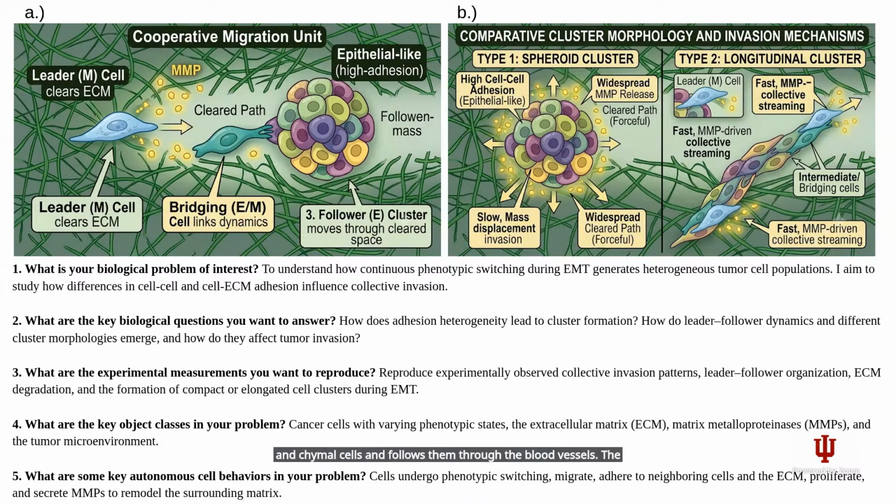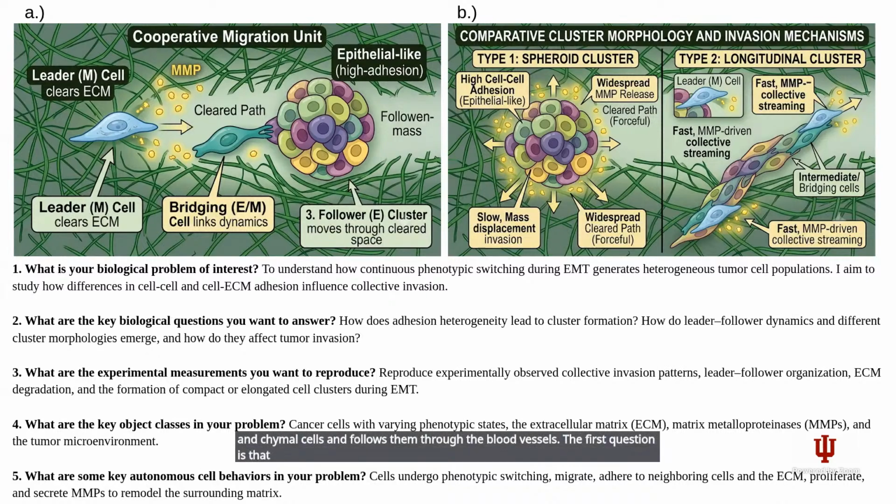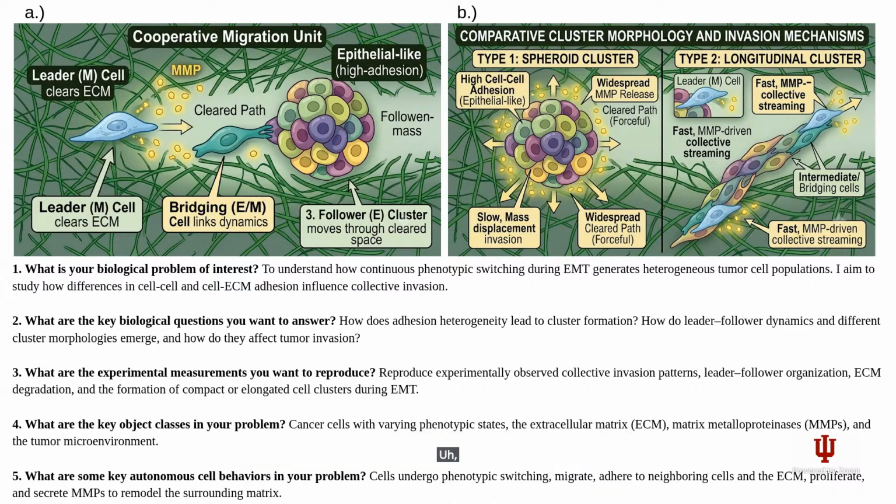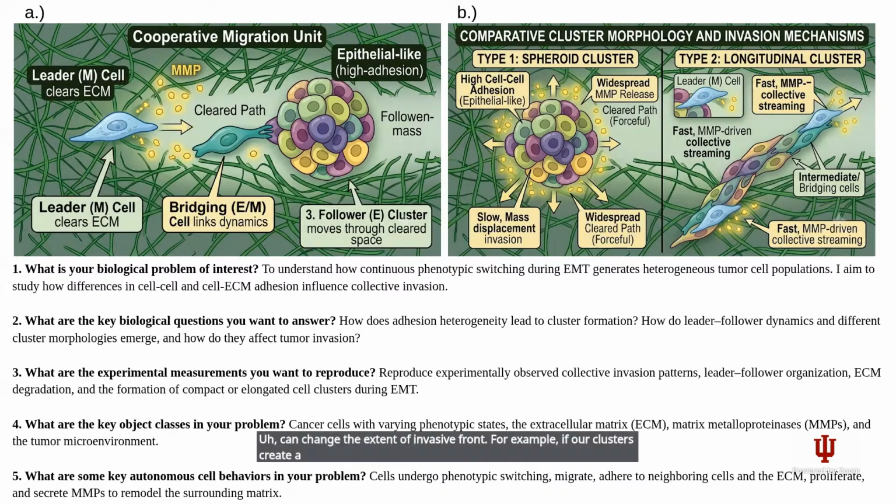The first question I'm interested in is to create a dynamic adhesion strength population. And second, to see how the cluster formation due to this dynamic adhesion strength can change the extent of the invasive front. For example, if our clusters create a spheroid structure, will that be more invasive, or will it create a longitudinal cluster? So will that be more invasive?